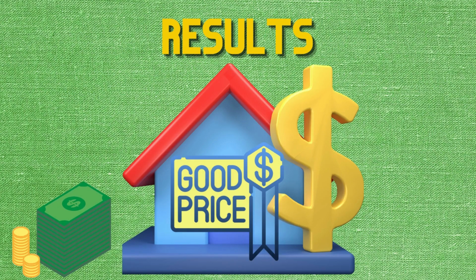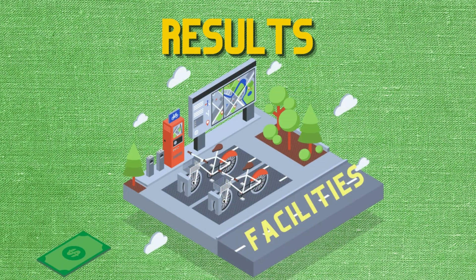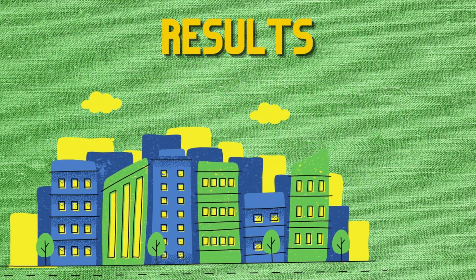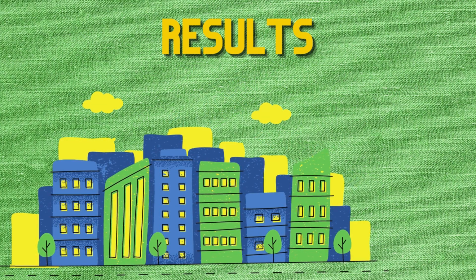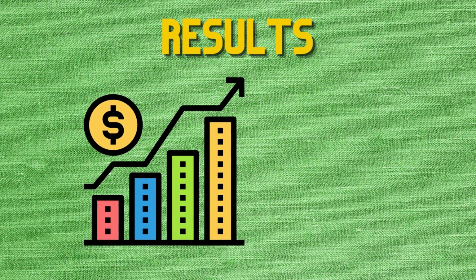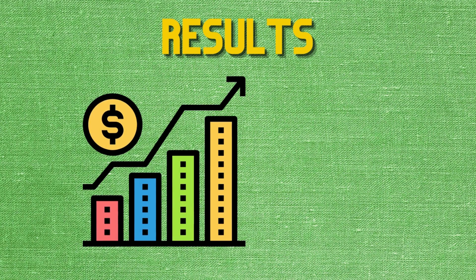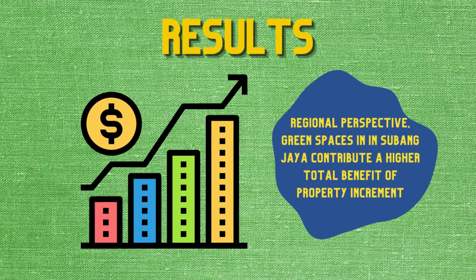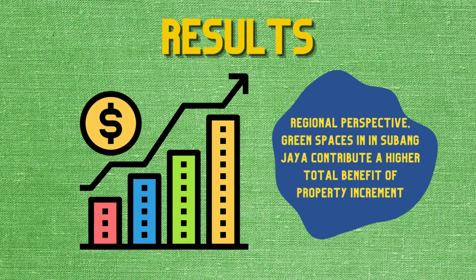The results show that to have good prices, proximity is not vital, but rather the facilities provided in each green space nearby the houses. The rapid development and infrastructure provided in this study area catalyze prospective buyers. The economic benefits vary across different regions. From a regional perspective, green spaces in Subang Jaya contribute a higher total benefit of property increment.